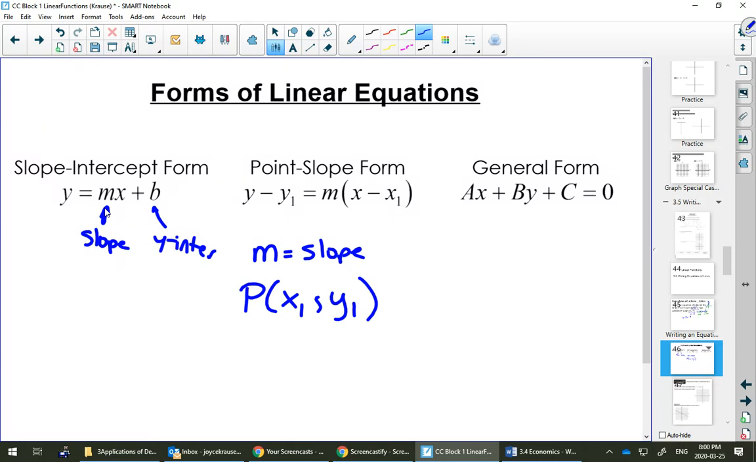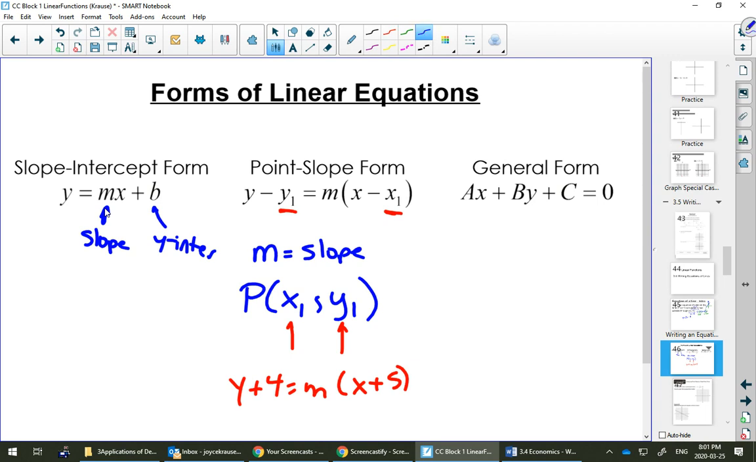Now, it's important too to notice the negatives there. So y minus y1 and x minus x1. And notice that my coordinate is (x1, y1), so we're pulling them straight from there. So for example, if I had something that said y plus 4 equals m times x plus 5, my coordinate would actually be (-5, -4).